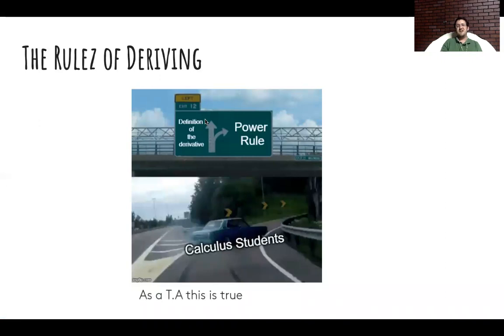So I like to have this graphic here as the rules of deriving. Get it? Deriving, just like driving. I imagine that your car kind of felt like it was spinning out of control when you were doing the definition of derivative, but now that there's the power rule, we have a nice lifeline for you.